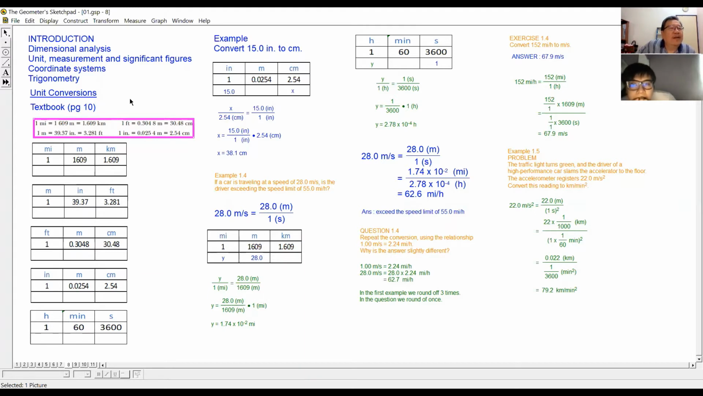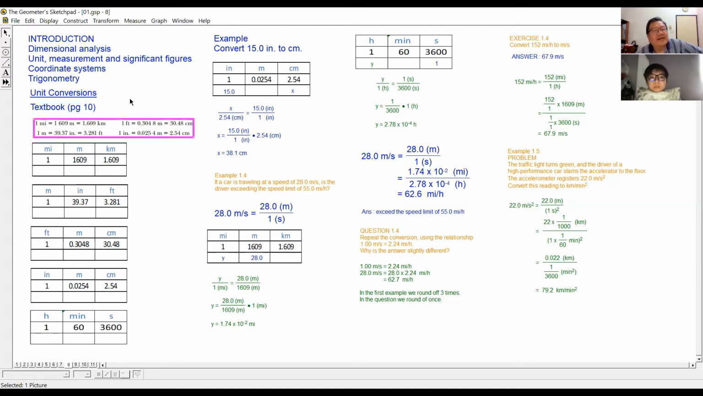1 mile equals 1,609 meters, or 1.609 kilometers. Now, 1 meter equals 39.37 inches, or 3.281 feet. Now, this is terrible. So 1 foot is 0.3048 meter, so it's less than 1 meter.